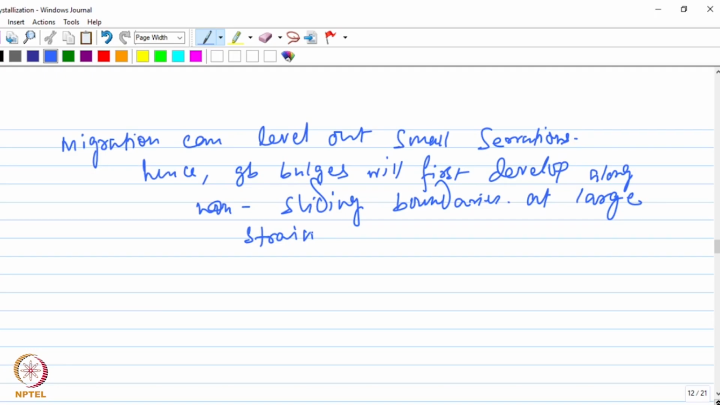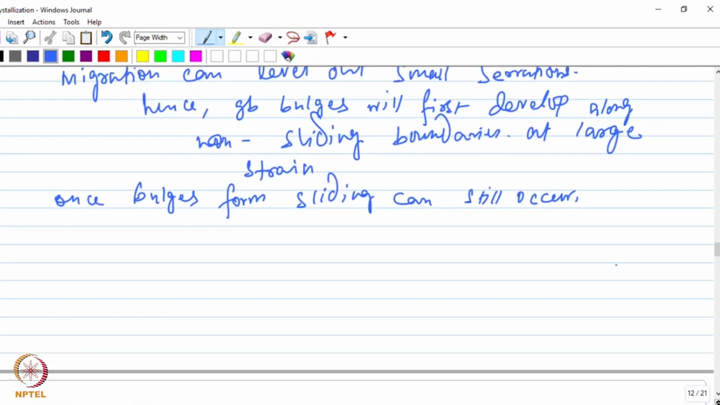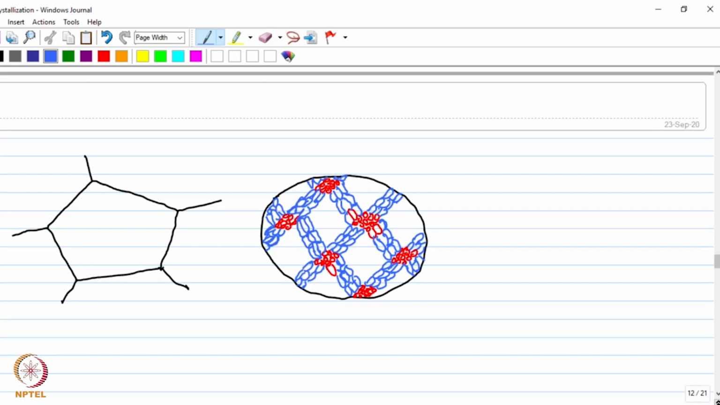Okay. So once the bulges form, sliding can still occur in small areas of the grain boundary, and the rest of the boundary has to accommodate the strain by plastic deformation, leading to formation of a mantle kind of shape. So the process can be depicted with this diagram.